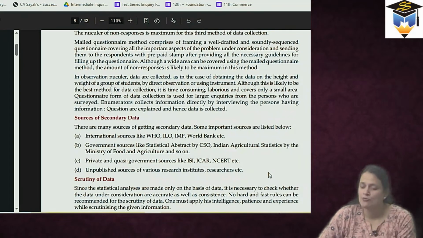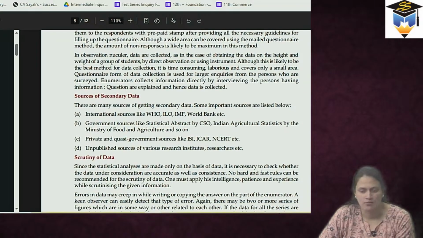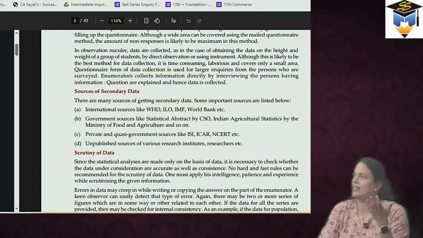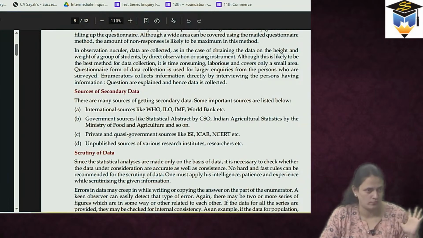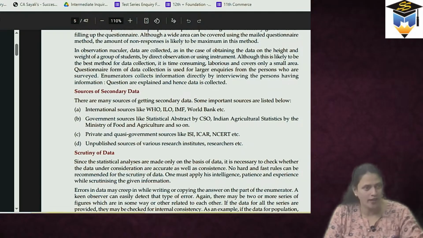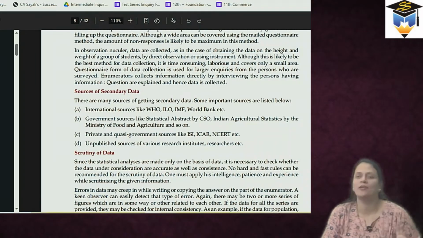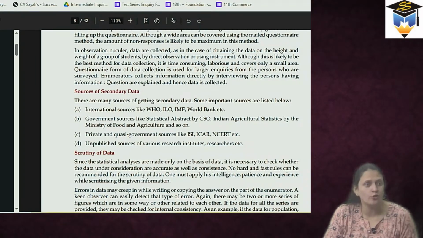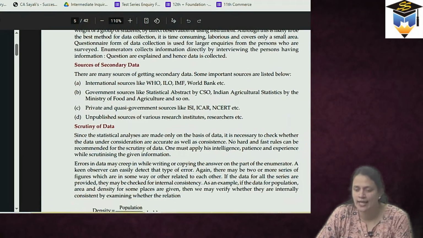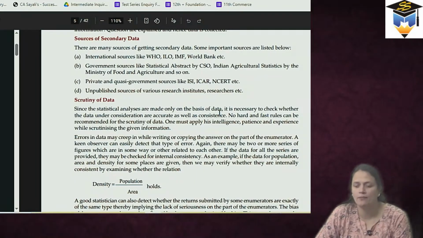Okay. Now, scrutiny of data. Now see, scrutiny of data is so very important. We have to ensure whether the data that is collected is correct or not. If the data is not correct, what will happen? The analysis will be done, but the result will be a failure. So scrutiny of data is very important. Statistical analysis can only be done on the base of scrutinized data.